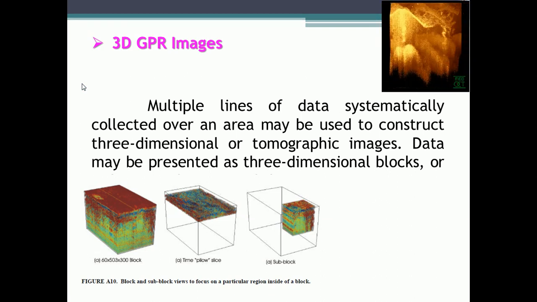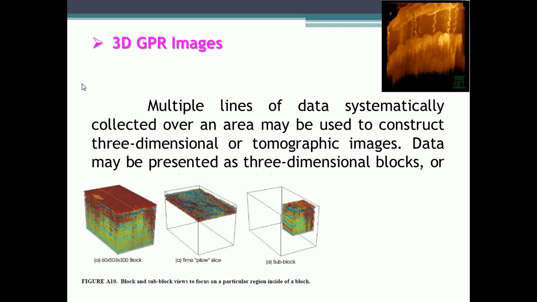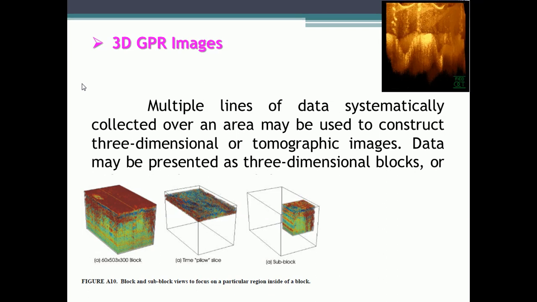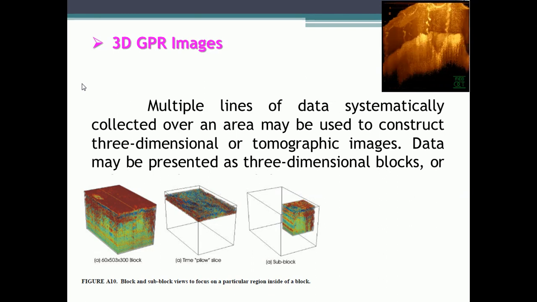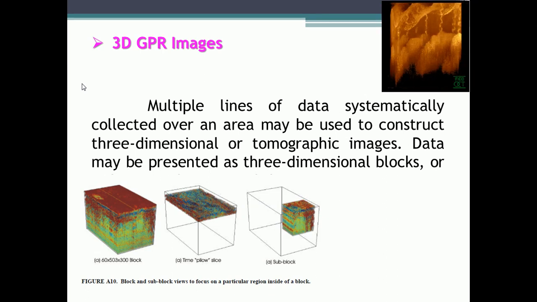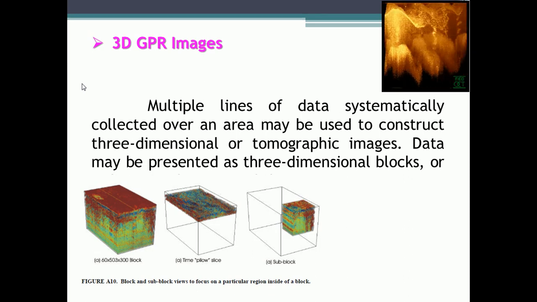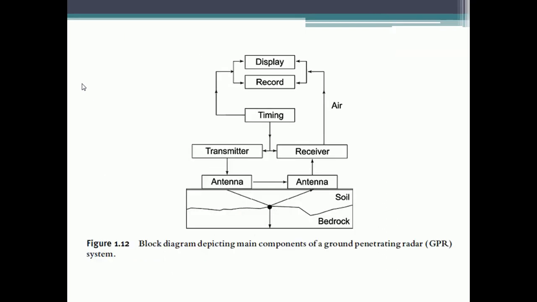Okay. So now you can observe here some of the 3D images that have been collected by this GPR method. It is multiple lines of data systematically collected. You can observe in figures A, B, C, the different figures. So we can get a three-dimensional graphical image using this GPR method. At the different layers and different depths, the actual condition of the pavement can easily be found out using these images.